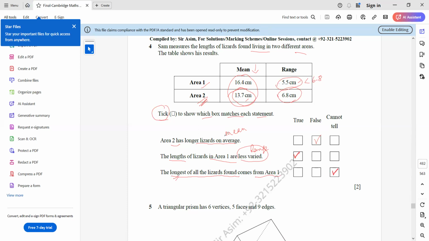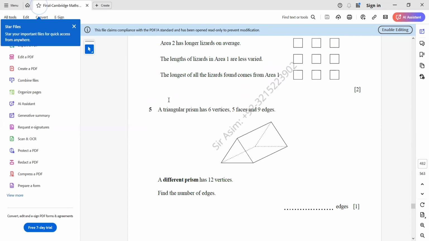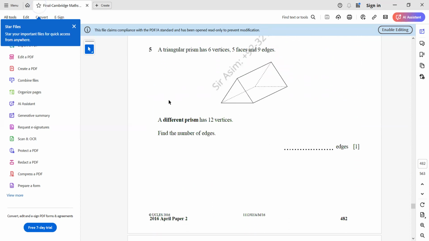So in this question, we need to remember that average means mean, and variance or being varied means that we are looking at the range. So this is how question number 4 had to be done. Okay, now it's question number 5. A triangular prism has 6 vertices, 5 faces, and 9 edges. A different prism has 12 vertices. Find the number of edges.